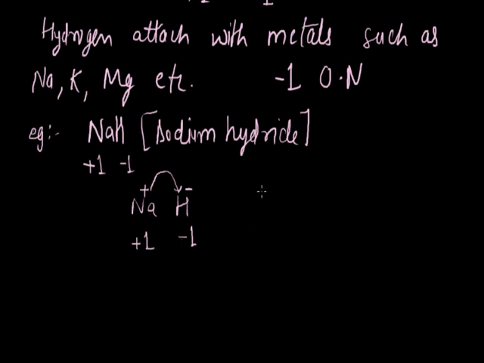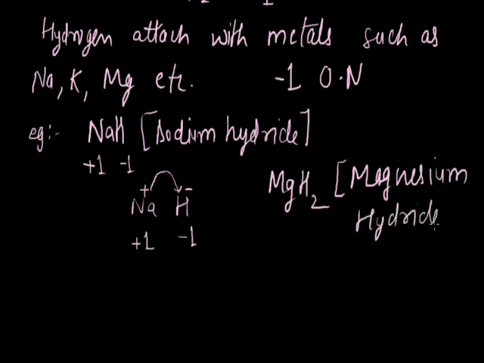plus 1. And the same example in case of magnesium hydride, that is MgH2. When hydrogen acquires a minus charge, then it is known as hydride. So we can say that in hydride form it has minus 1 OS. So we can mention it for hydride: OS of hydrogen is always minus 1. In case of magnesium hydride, hydrogen also has a minus 1 charge, or we can say that the oxidation number of hydrogen in magnesium hydride is minus 1.